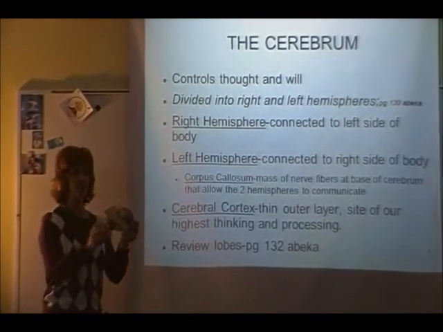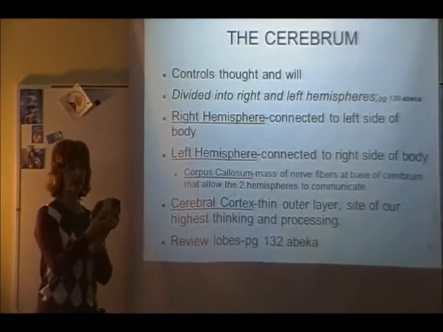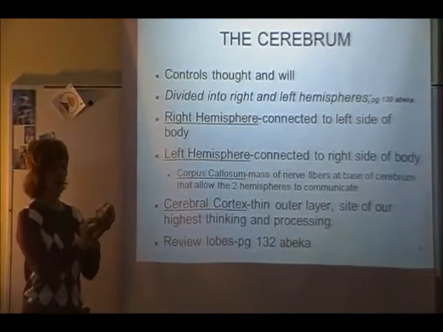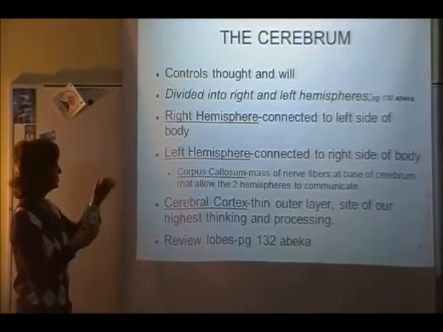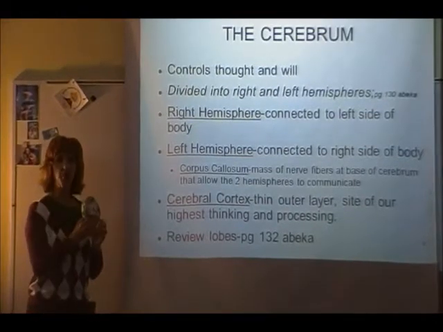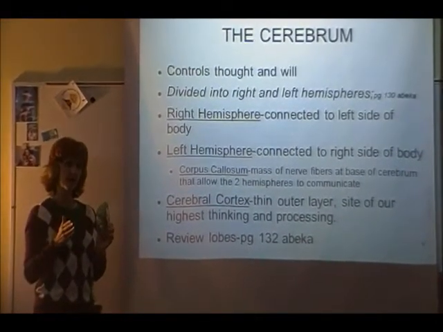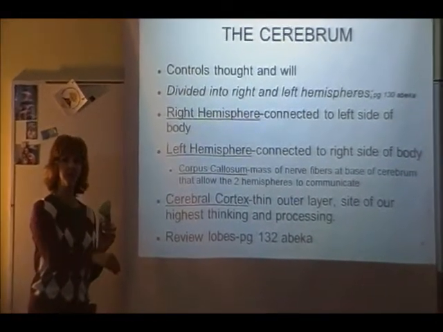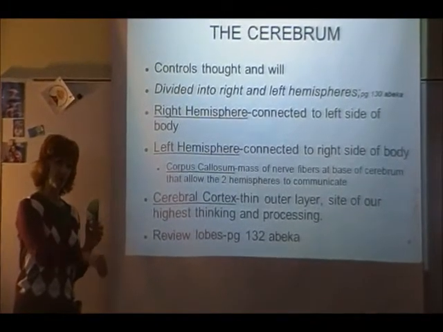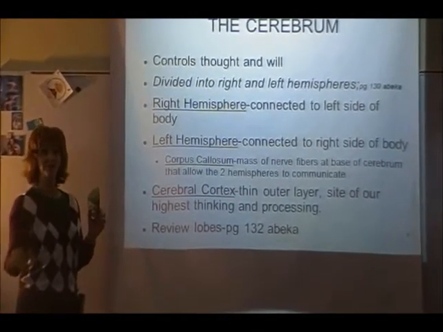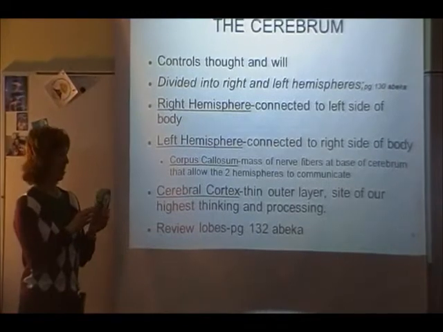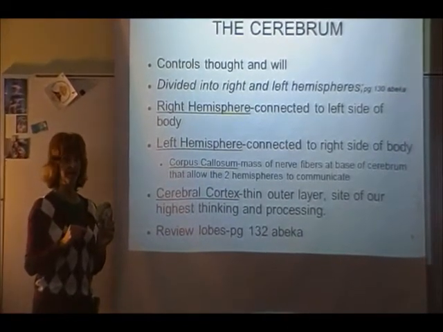Now this has 2 hemispheres. What we're looking at here is half of the brain. And if we cut it in half, there's a right and a left. The right side of the brain controls the left side of your body. Left side of the brain controls the right side of the body. And I'll tell you more about why that is in just a minute.